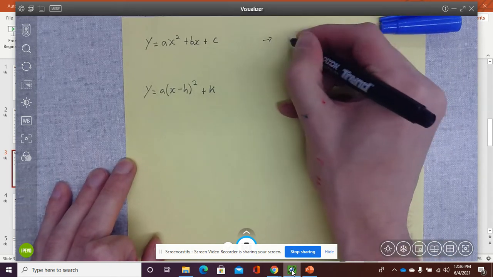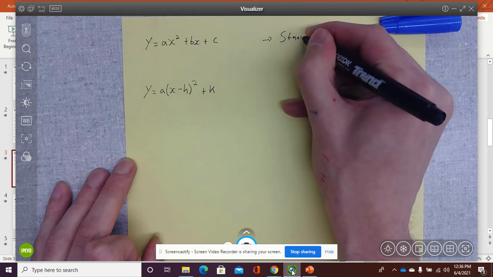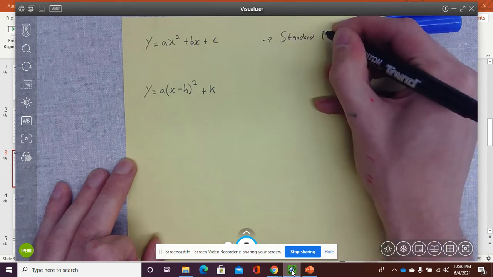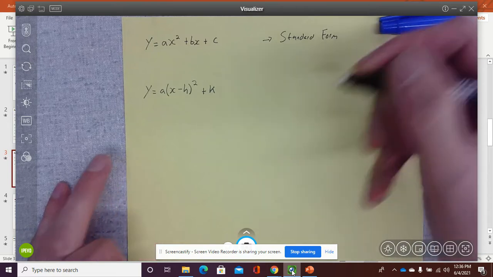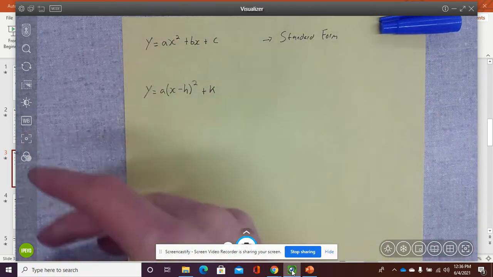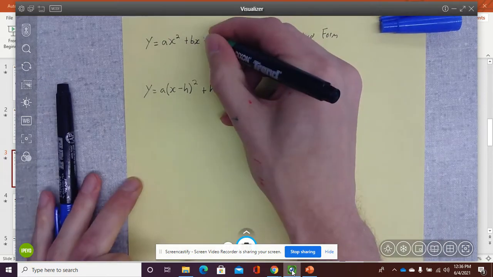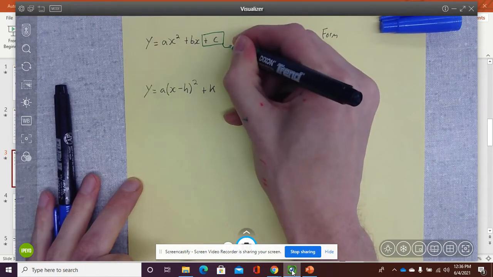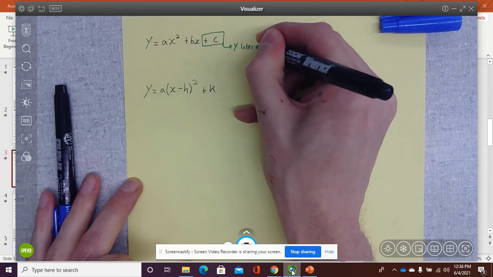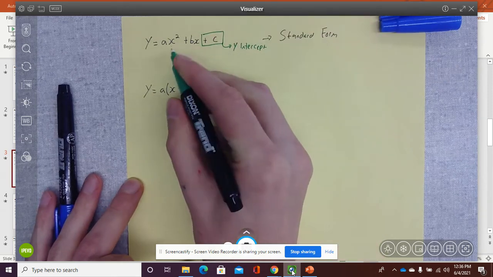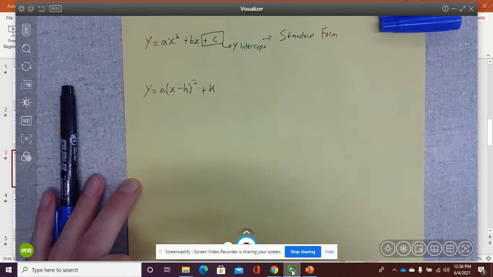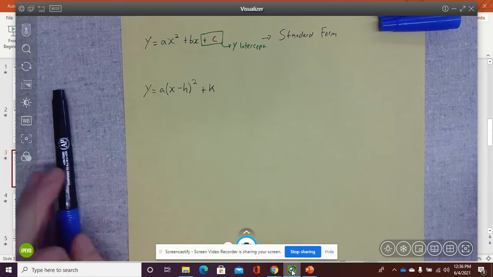Right here, I've got the equation of a parabola in standard form, ax squared plus bx plus c. When I have something in standard form, it tells us some information about a parabola. The c represents the y-intercept, or my initial value. A can tell you whether I open up or down, so I get some information from standard form.